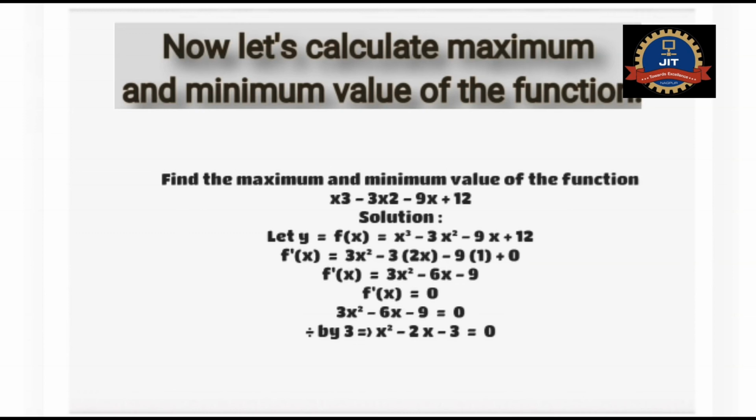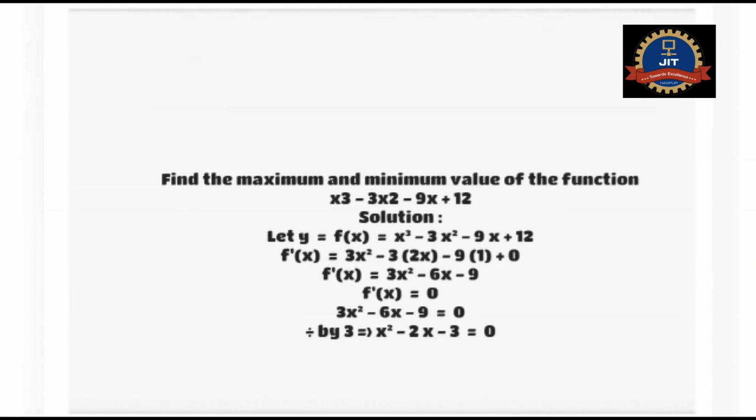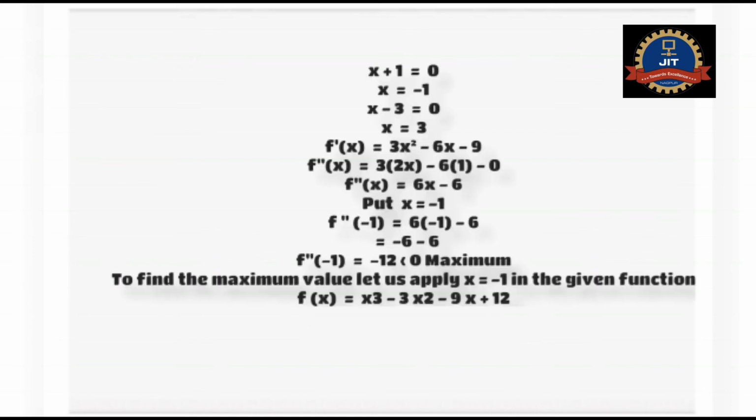Suppose our function is x cubed minus 3x square minus 9x plus 12. We have to write the function in the form of y. Therefore, y is equal to x cubed minus 3x square minus 9x plus 12. Firstly, we will find its first derivative. So, its first derivative is 3x square minus 6x minus 9. Now, we will put f dash of x equal to 0. Therefore, 3x square minus 6x minus 9 will be equal to 0.